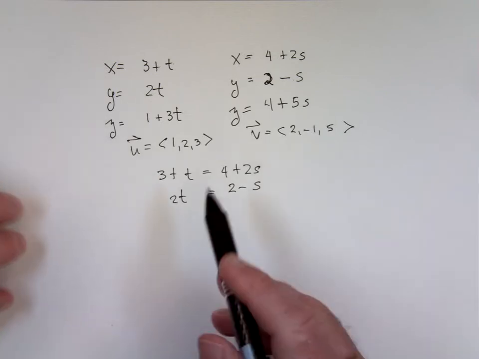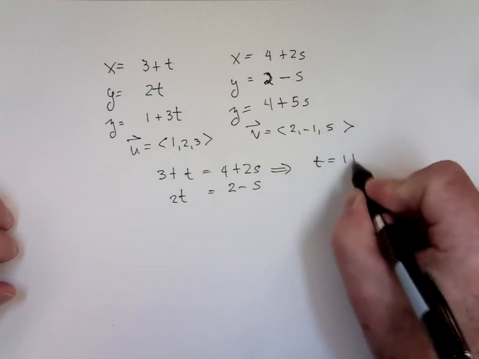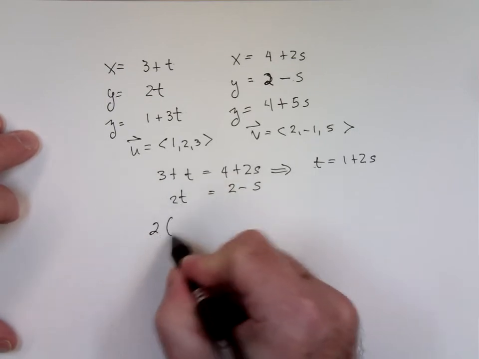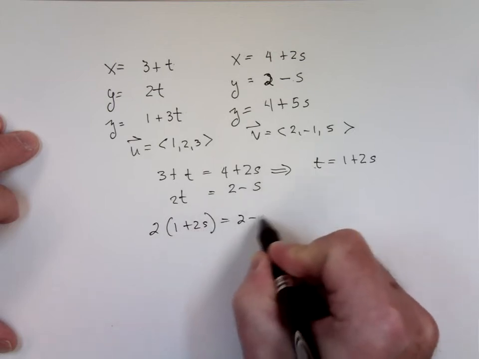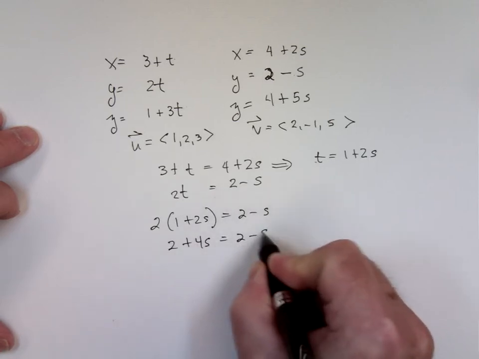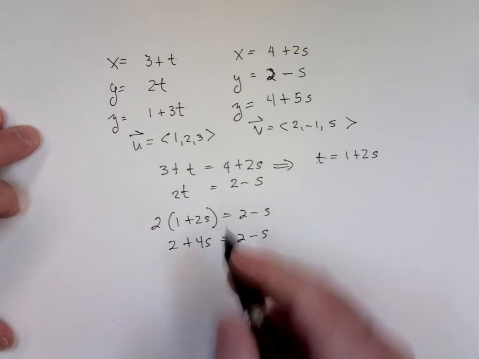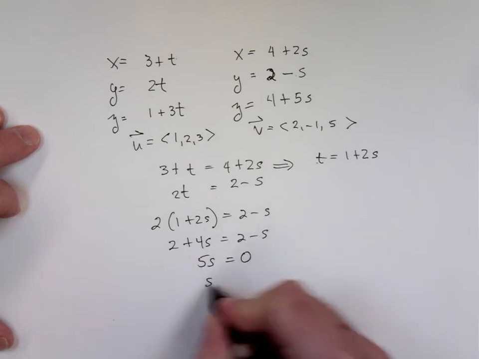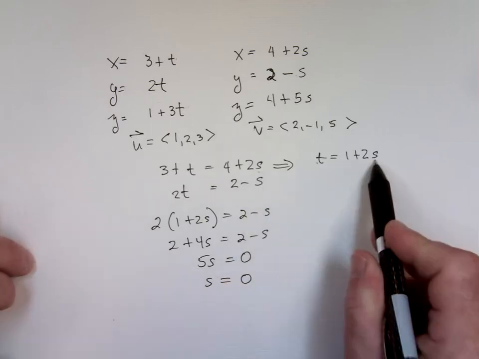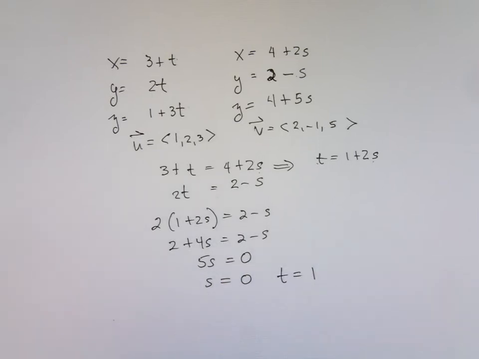You solve for t here. This tells you that t is equal to 1 plus 2s. Substitute that t in for this t. 2 times (1 plus 2s) is equal to 2 minus s. 2 plus 4s equals 2 minus s. Add the s to both sides to get 5s, subtract the 2, equals 0. So s is 0. If s is 0, put it in here, t is 1. At that point, for those values of the parameter, the x's and y's are the same.